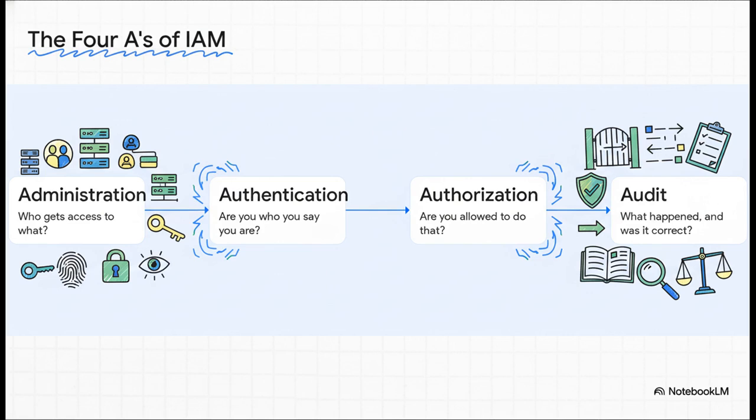First, you've got administration. That's just creating the accounts and deciding who gets access to what. Then comes authentication, which is all about proving you are who you claim to be. Once you're in, authorization kicks in to decide what you're actually allowed to do. And finally, audit is the all-seeing eye, watching over everything to make sure the rules were followed. This is the core logic, right here.